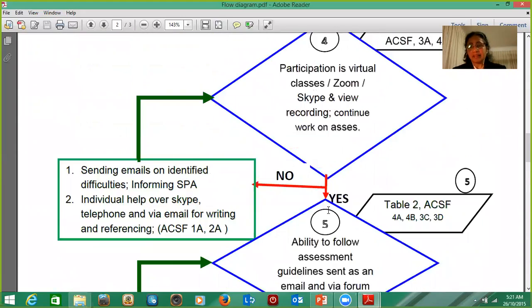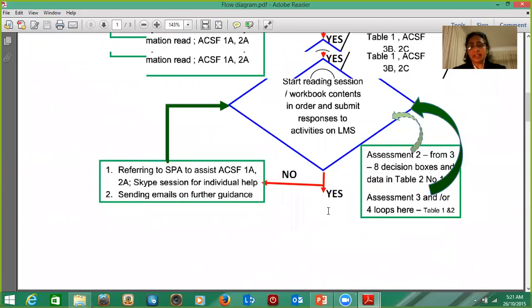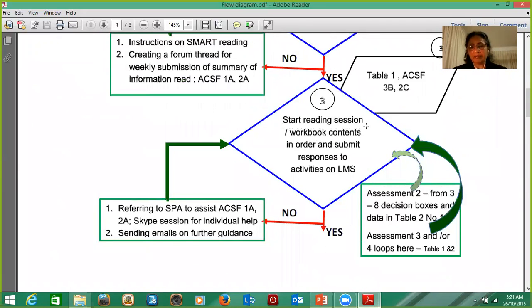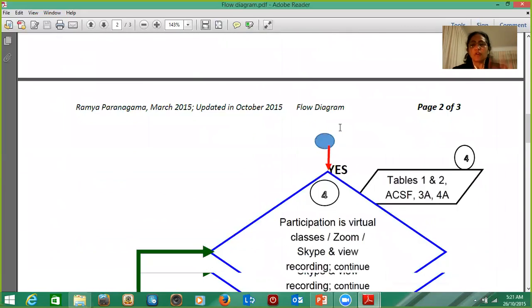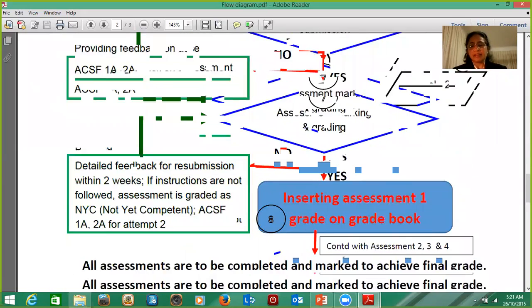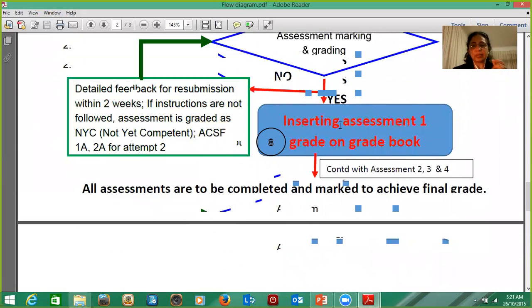The second, third, fourth subsequent assessments enter this flow diagram from point 3. That's what I have written here. It's looping from number 3. Once all assessments are completed, the final grade will automatically appear on the learning management system.